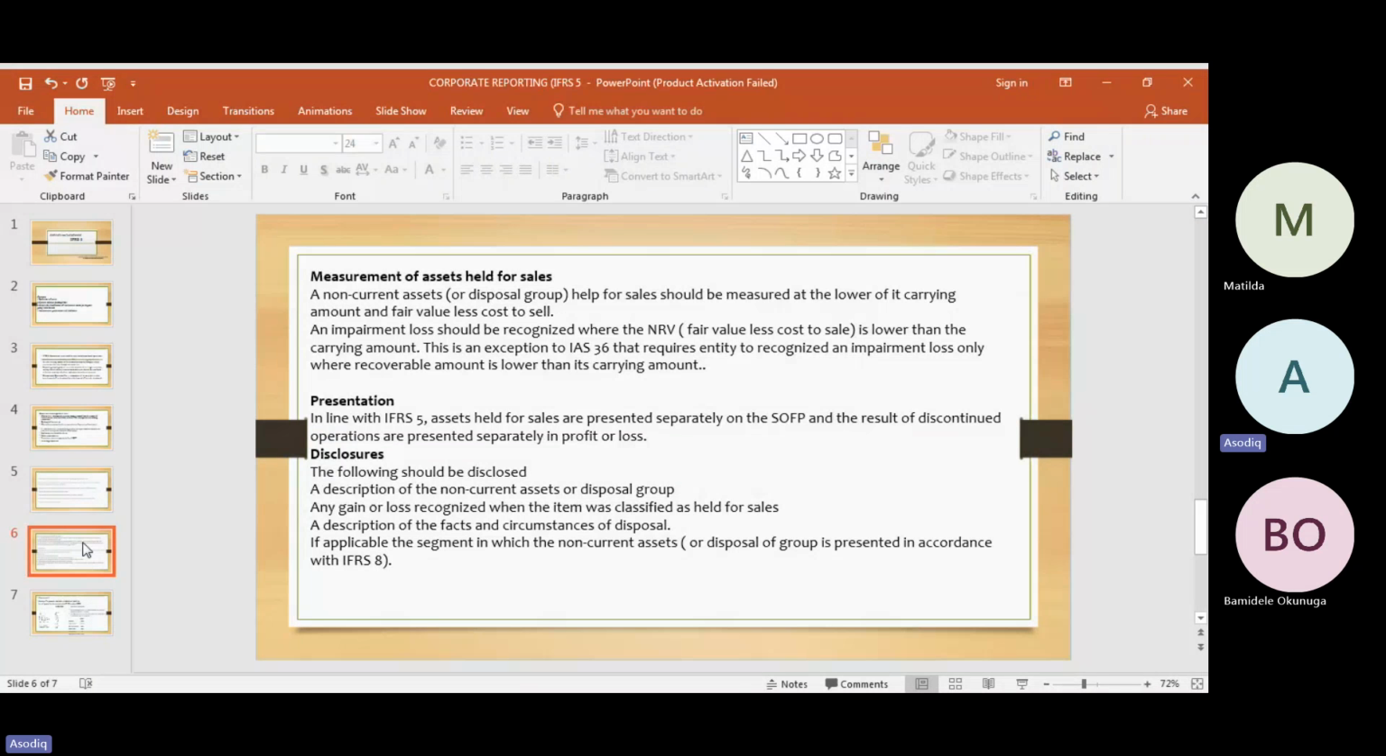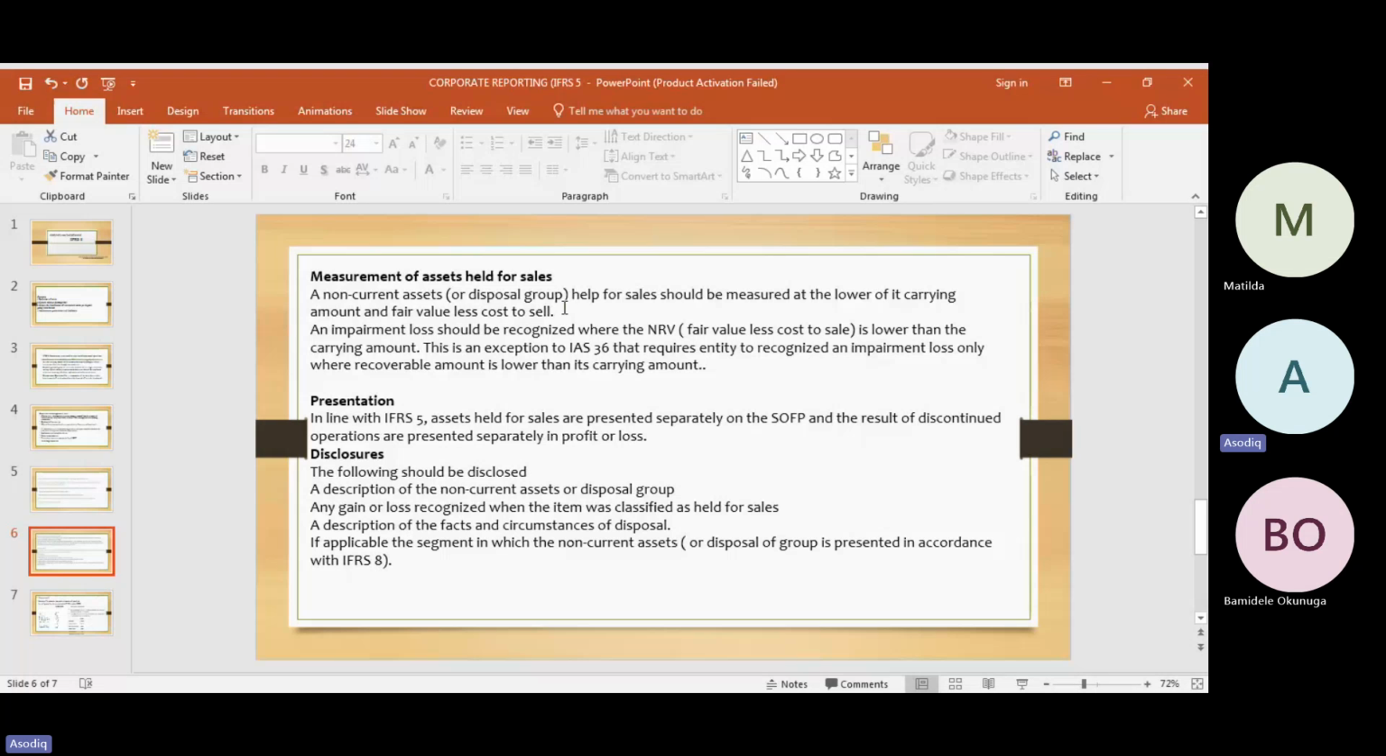Measurements of assets held for sale. A non-current asset or disposal group held for sale should be measured at the lower of its carrying amount and fair value less cost to sell. Let me explain this line. A non-current asset that you want to sell, what are you going to use? We are going to categorize it at the lower of its carrying amount and fair value less cost to sell. That means we are going back to IAS 2, that is, measurement of inventory.